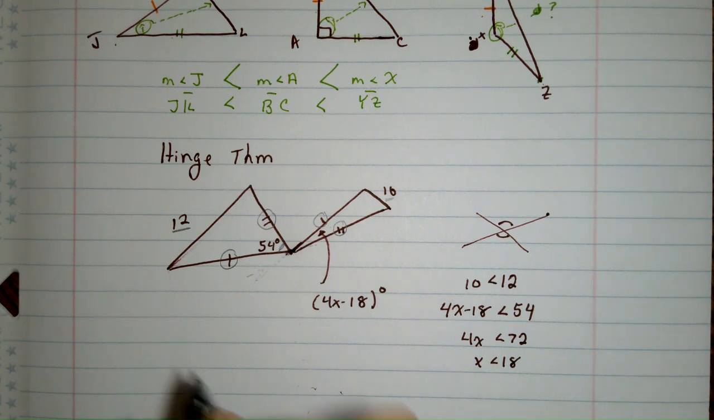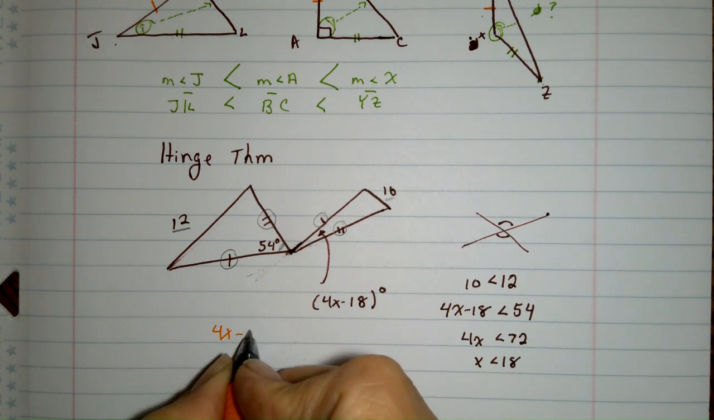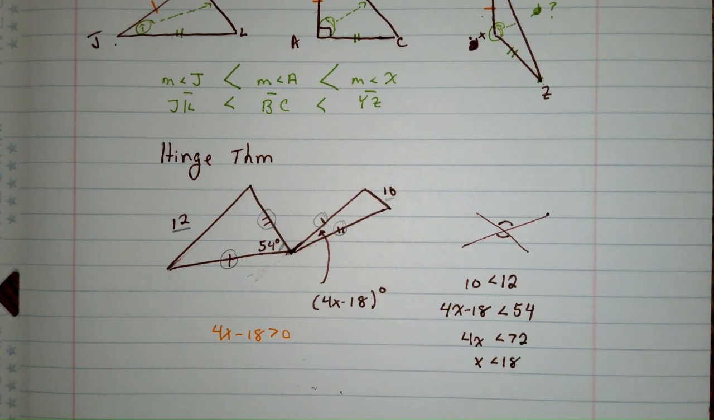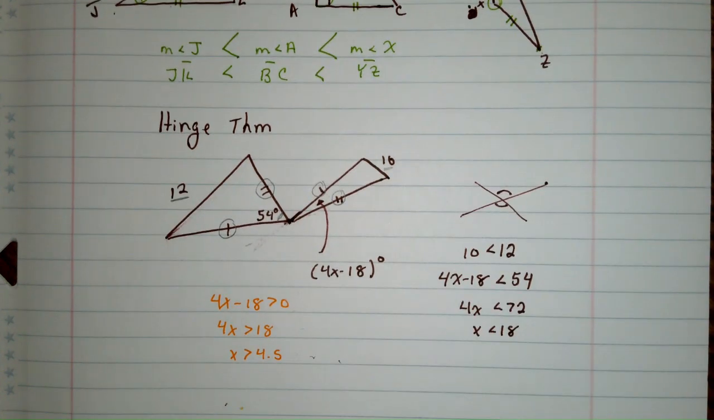So on a side note, I know that it's bigger than 0 degrees. So I also need to talk about that. So x is bigger than 4.5. Our x value is going to be bigger than 4.5 for the angle to exist, but smaller than 18 because it has to stay smaller than the other angle by the Hinge Theorem. And so our best statement at the end of the day is to say that 4.5 is smaller than our x, which is smaller than 18, meaning x is sandwiched between these two values.